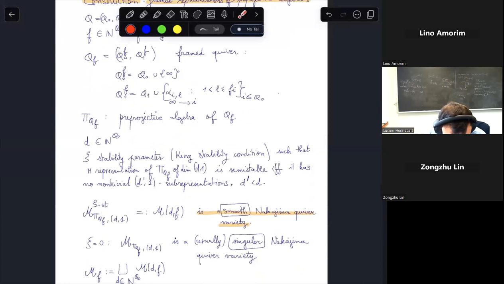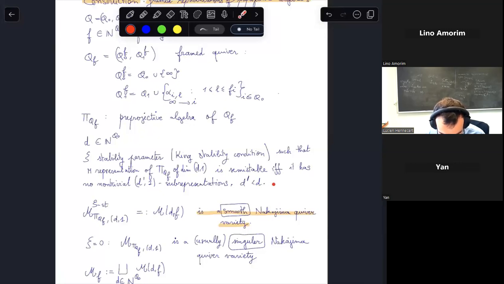And there is some stability parameter giving you some King stability condition, such that a representation M of this preprojective algebra of the extended quiver QF of dimension d1 is semi-stable if and only if it has no non-trivial d prime one-dimensional sub-representation, where d prime is smaller than d. So the dimension at the infinity vertex is 1, and the dimension on the remaining vertices is given by some dimension vector for Q.